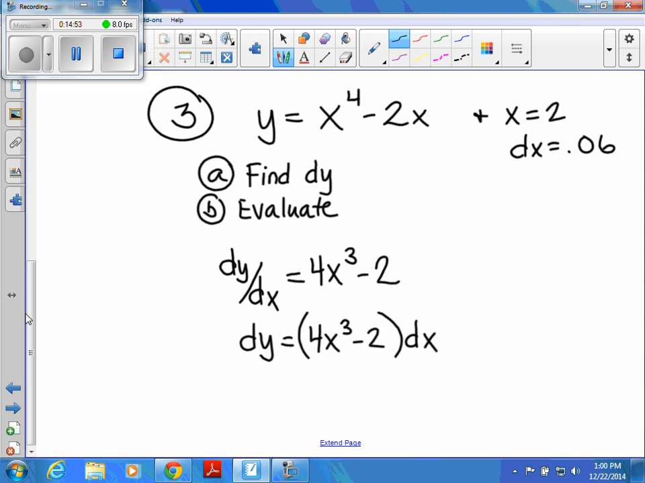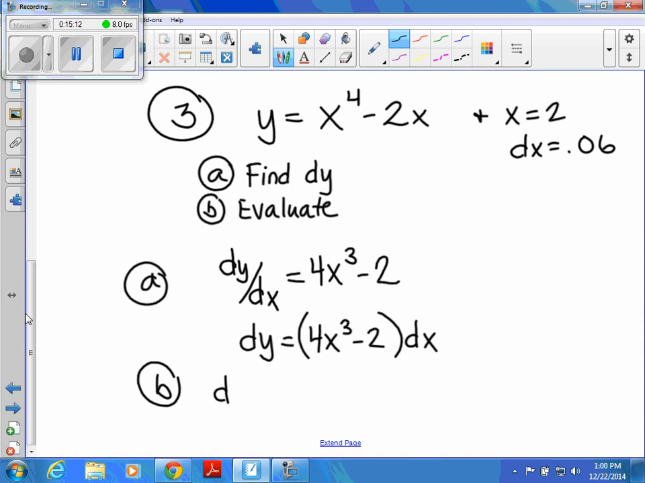That's a. That's it. That's the a part. And what's the b part? In place of all the x's over here, I guess there's only one, you're going to put a what? A 2, and in place of the dx, what are you going to put there? 0.06, evaluate it. That's all they're asking you to do.